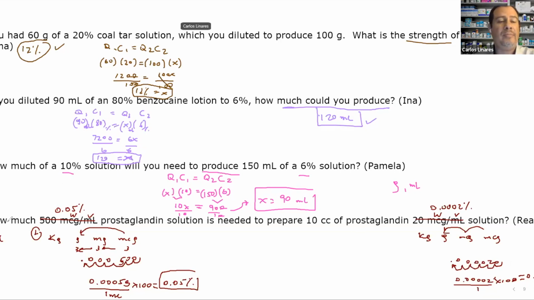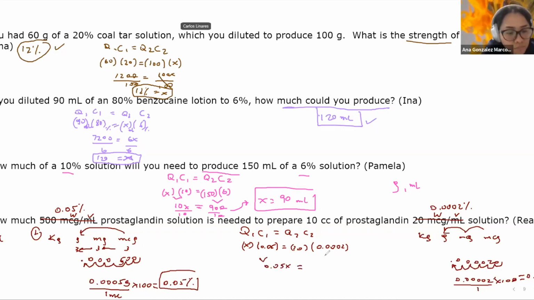So now let's read the problem. How much 0.05% prostaglandin solution is needed to prepare 10 cc's, which is the same as 10 mLs, of prostaglandin 0.002%. So we're going from 0.05 to 0.002%. Same thing. Q1, C1, Q2, C2. How much of this? I don't know. But I know it's 0.05%. And I know I'm going to make 10 mLs of that at 0.002%.